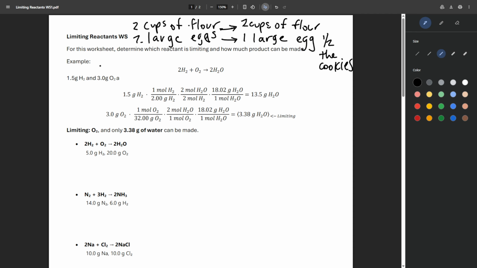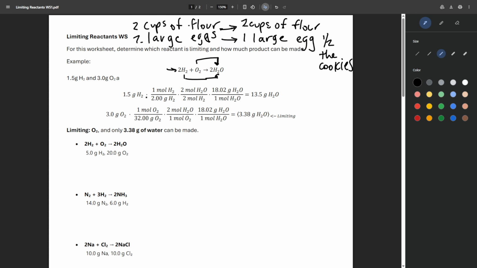Right. And so, for example, let's say we had this reaction here. We have 2 hydrogens plus oxygen giving us 2 waters. So, in order to solve these limiting reactant problems, first, if you want to see how much of a product you'll make, just convert both quantities to your product. So I'm going to convert hydrogen over to water and then oxygen over to water. Okay. So 1.5 grams of hydrogen, 3 grams of oxygen.